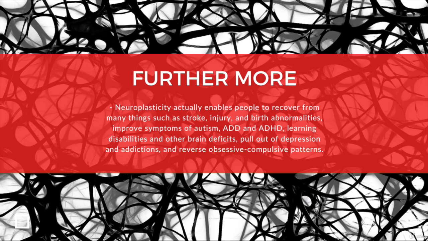And lastly, we talked about something before when we mentioned injuries. When we were talking about the cortical maps, we said cortical maps might lead to cortical remapping in case of an injury or a trauma. In fact, neuroplasticity actually enables people to recover from many things, such as a stroke, an injury, birth abnormalities. They can improve symptoms of autism, ADD, and ADHD, learning disabilities, and other brain deficits, pull out of depression and addictions, and reverse obsessive-compulsive patterns.